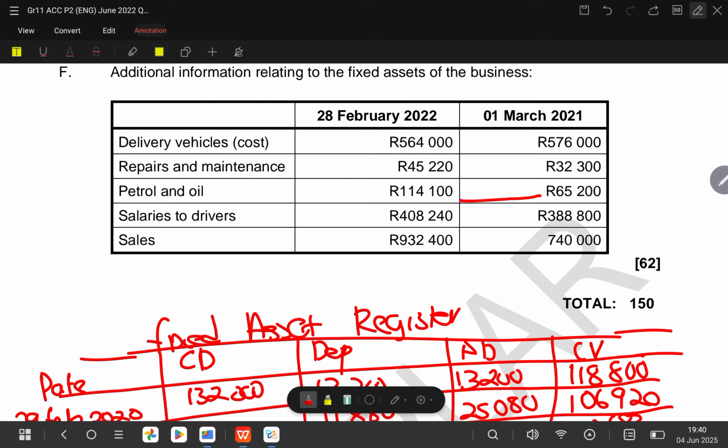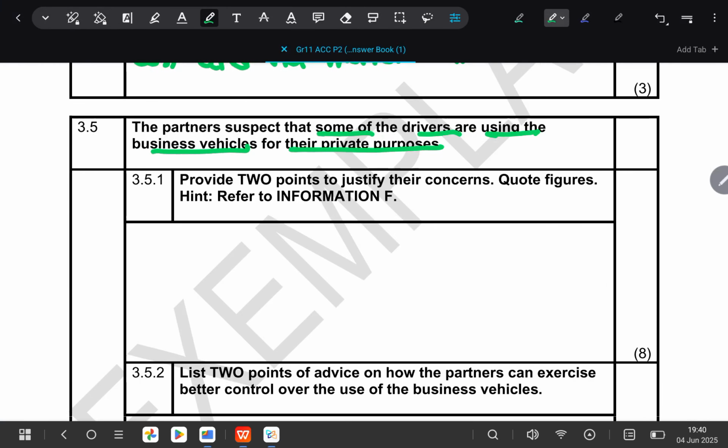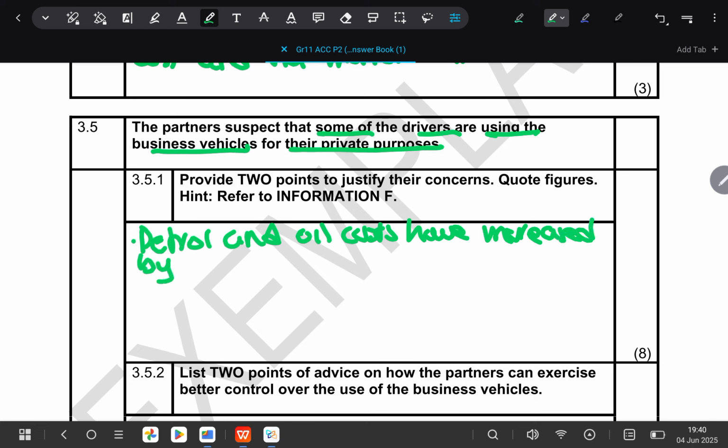They have increased. So you can tell them that, number one, let's check how many, 2 points. So you can tell them that petrol and oil costs have increased by, let's check the difference between the two.